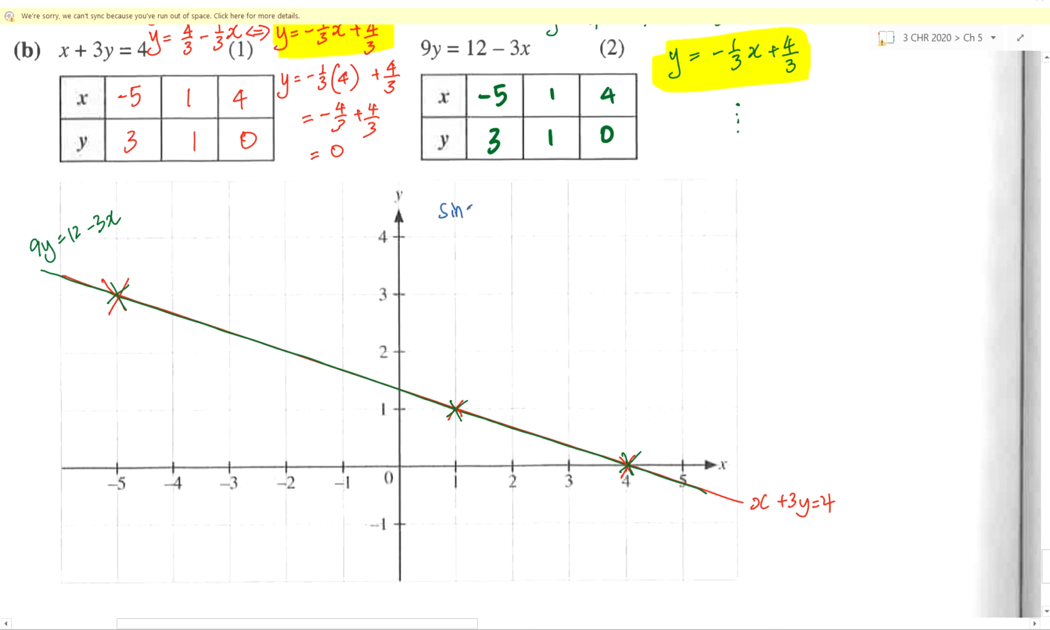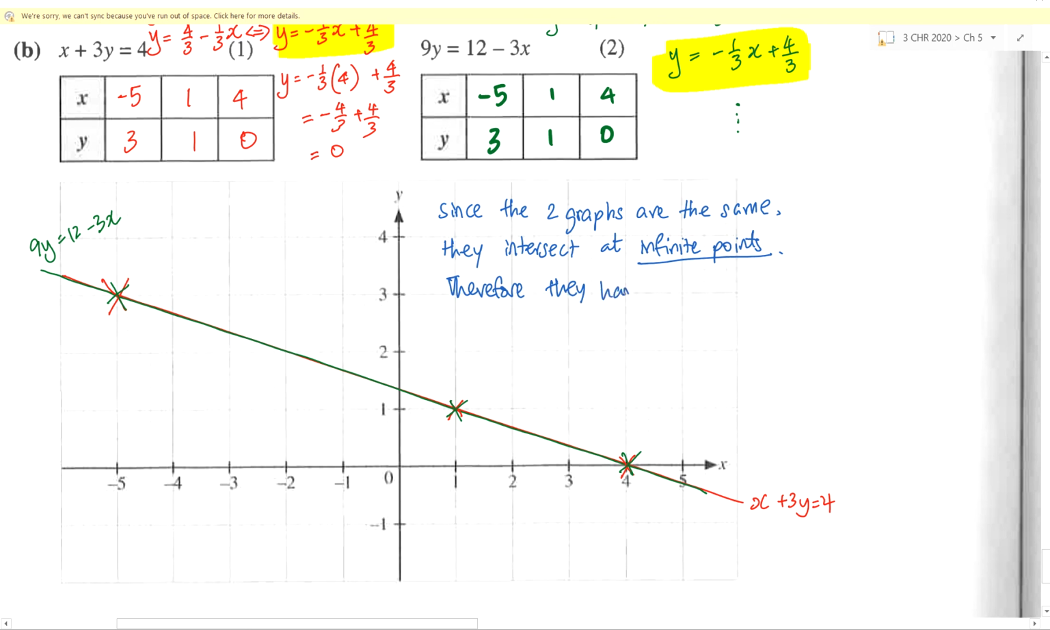So since the two graphs are the same, they intersect at infinite points. Therefore, they have infinite solutions.